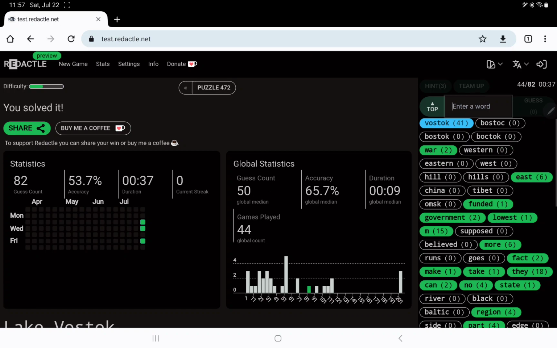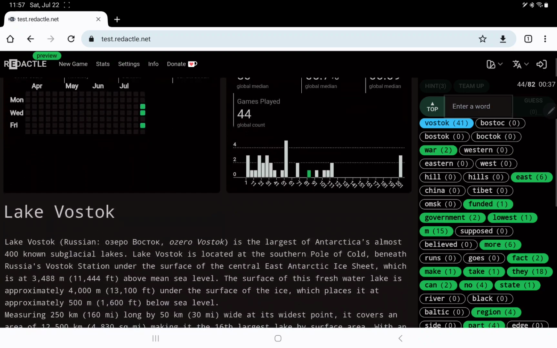All right, let's see. There have been 44 games played. The median is 50. People are getting it within 9 minutes. I am definitely way past the median. So yeah, not a great showing by me today.